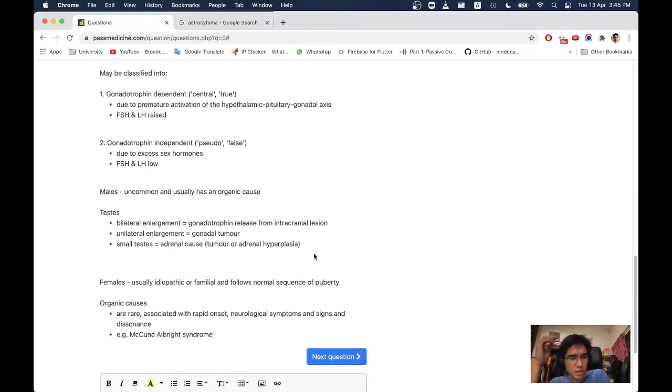Females: usually idiopathic or familial and follows the normal sequence of puberty. Organic causes are rare, associated with rapid onset, neurological symptoms and signs, and dissonance. McCune-Albright syndrome.